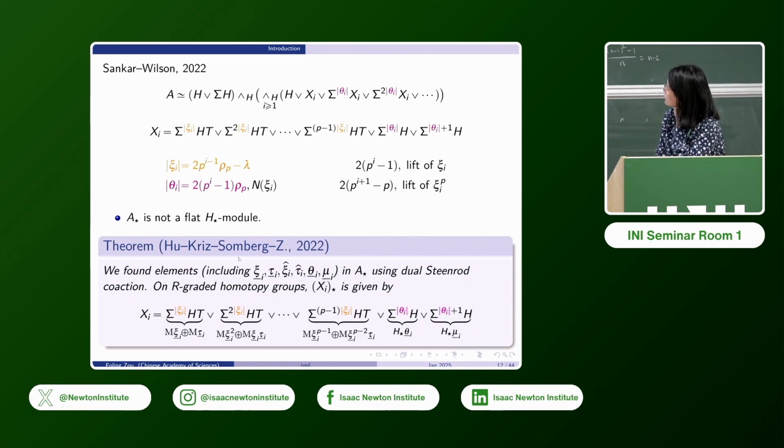And in a paper with Hu, Kriz, and Somberg, we find dual Steenrod elements, and these elements can be related to this expression this way. We remember the homotopy of HT splits as two copies of M. So we find a generating basis for these homotopy elements, like here. There is cos i underline in this degree, and that's a lift of the non-equivariant cos i. And there are theta i's in this degree, and they're actually the norm of the non-equivariant cos i's, lifts of cos i to the p. And there are relations between them as well.